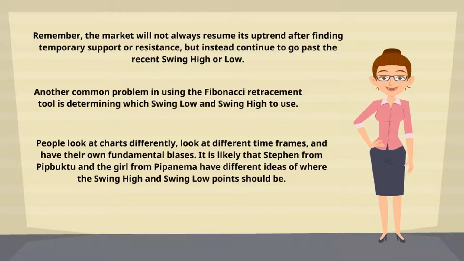Another common problem in using the Fibonacci retracement tool is determining which swing low and swing high to use. People look at charts differently, look at different time frames, and have their own fundamental biases. It is likely that Stephen from Pip-But-2 and the girl from Pi Panama have different ideas of where the swing high and swing low points should be. In the next lesson, we'll show you how to use the Fibonacci retracement tool in combination with other forms of support and resistance levels and candlesticks.